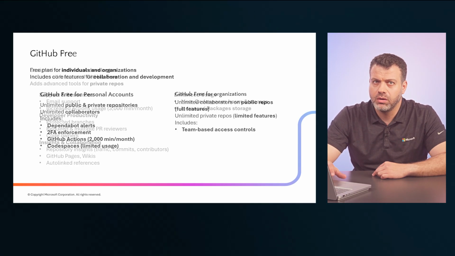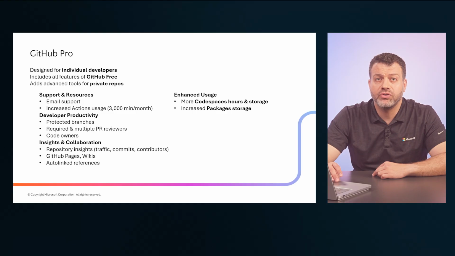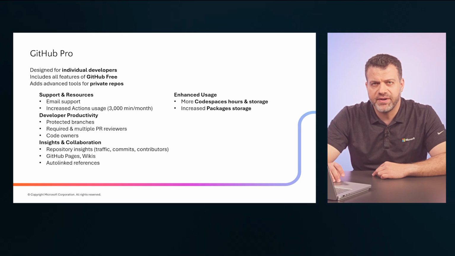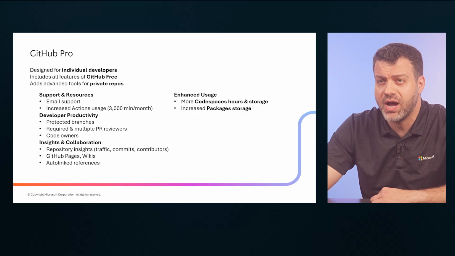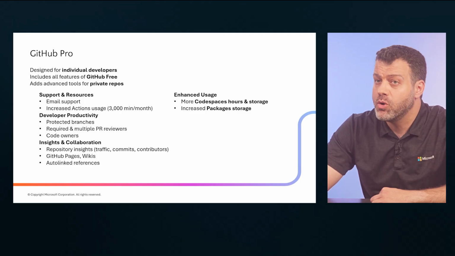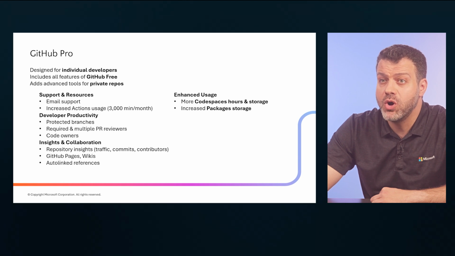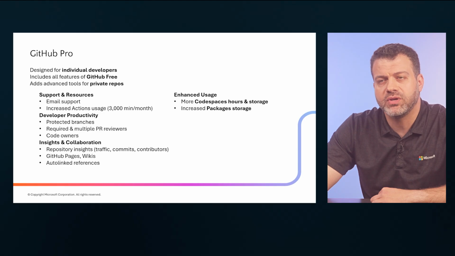What happens if you're working with a larger team? Now we're talking about GitHub Pro. GitHub Pro is for individual developers who need more advanced capabilities than what the free plan has to offer. So Pro includes everything that we have in GitHub Free. It also has some enhanced productivity tools, especially for working with private repositories. So we have features such as protected branches, required reviewers, and code owners. These help enforce code quality and give us better collaborative tools.